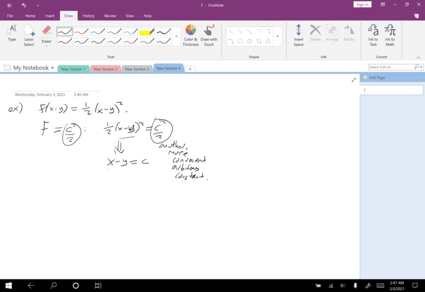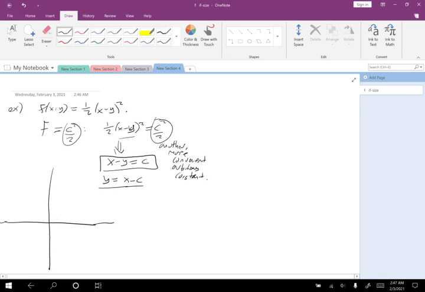Right? So these are the level curves. And so in other words, these are y equals x minus c. So if we just plot the level curves, then we'll have a good idea of what's going on. So here's y equals x. And here's y equals x minus 1. Here's y equals x plus 1. And x plus 2, x minus 2.